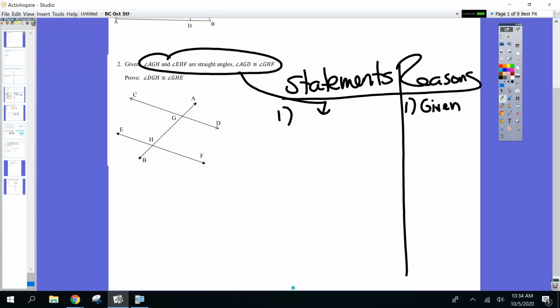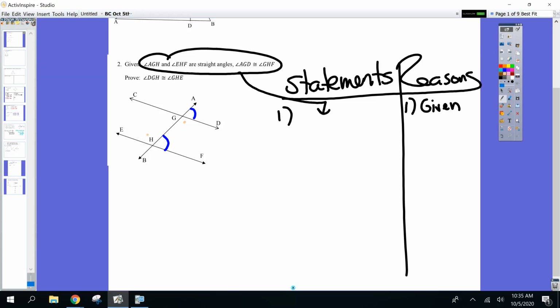All right, so the 2 angles that are congruent, AGD, this angle, and GHF. So those are the 2 angles I'm marking congruent. They also tell me I have straight angles. Perfect. Look at the proof statement now. DGH. The biggest problem you may have had with this is not the proof, it's the actual angles. Can you find these angles? DGH, I'm just going to put a little dot right there. There's DGH and GHE.